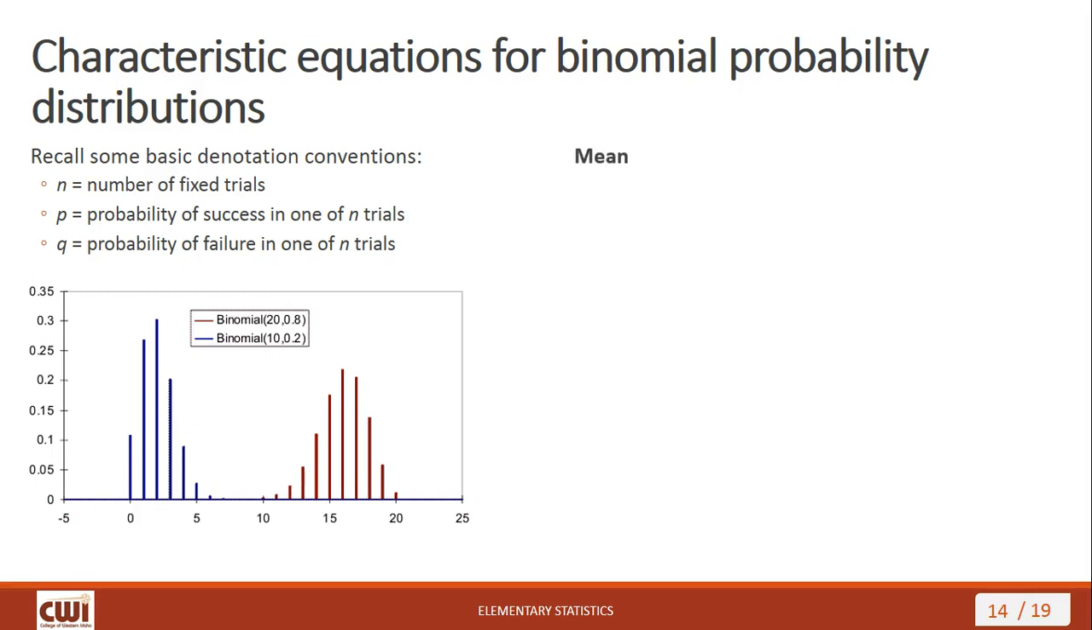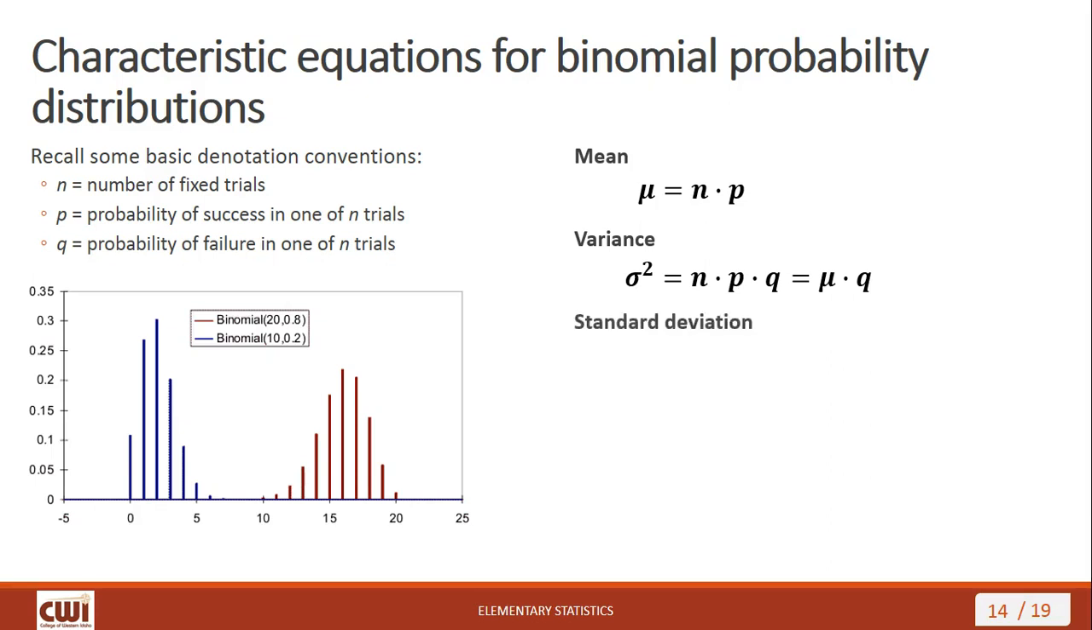So the first characteristic equation we're going to look at is for the mean. This equation is simply the number of fixed trials times the probability of success. So N times P, that's your mean value. Really simple calculation. Variance is calculated by taking the number of fixed trials times the probability of success times the probability of failure. So looked at another way, you could say that this is simply the mean value multiplied by the probability of failure.